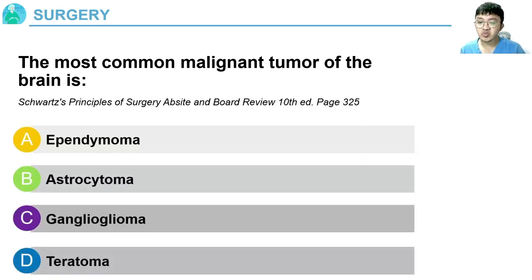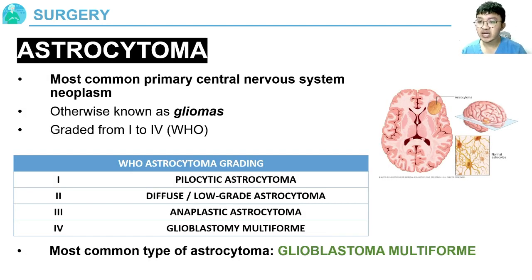The most common malignant tumor of the brain is your astrocytoma, letter B. Okay, the most common malignant tumor of the brain is your astrocytoma. Astrocytomas are the most common primary central nervous system neoplasm, otherwise known as gliomas. They're graded 1 to 4 according to WHO. 1 is pilocytic. 2 is diffuse, low grade. 3 is anaplastic. And 4 is glioblastoma multiforme. So the most common type of astrocytoma is actually the grade 4, or glioblastoma multiforme.